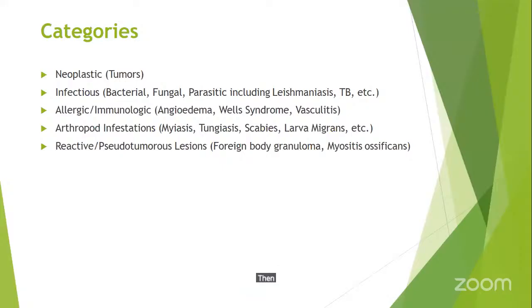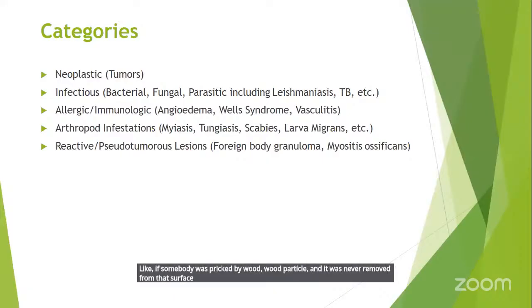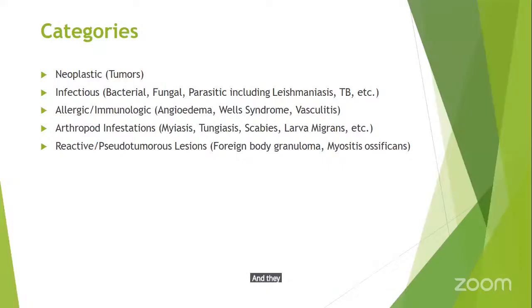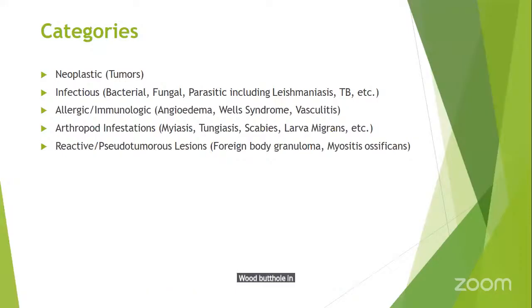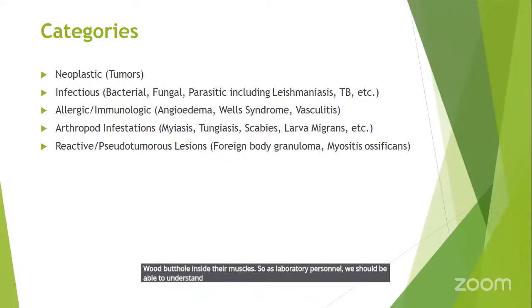Then you should be able to say that this is a reactive lesion. Like if somebody was pricked by a wood particle and it was never removed from that surface, it means the patient will continue having a reaction and they can form a very big mass. If a doctor is not careful, they can amputate a limb of a patient because they have some wood particle inside their muscles. So as laboratory personnel, we should be able to understand all this so that we give the right diagnosis.